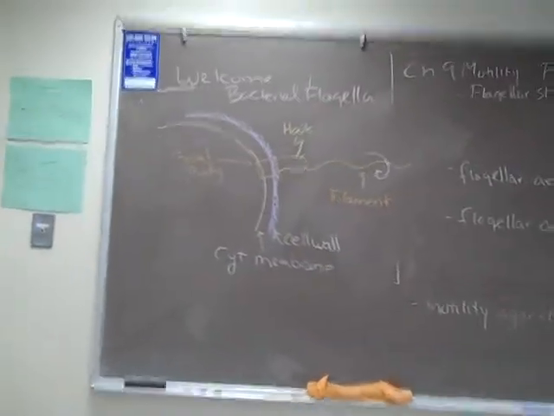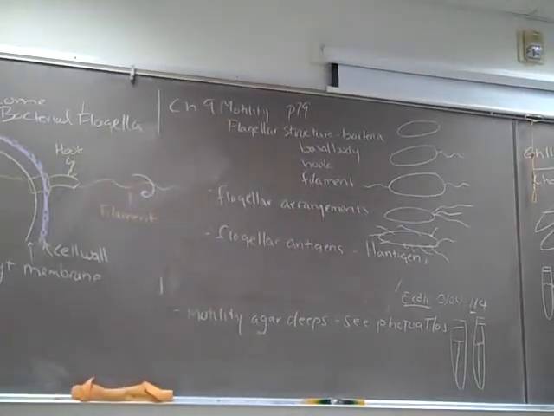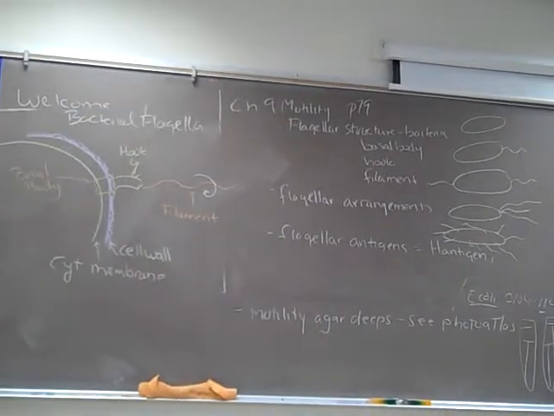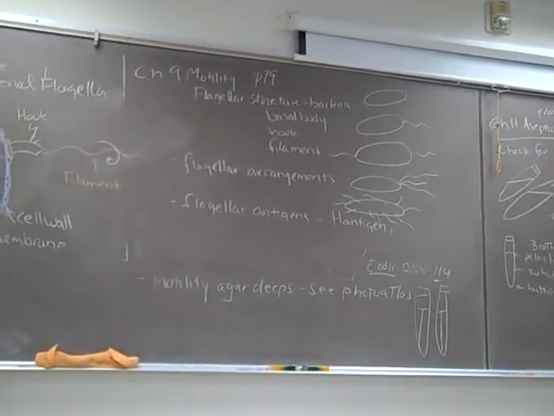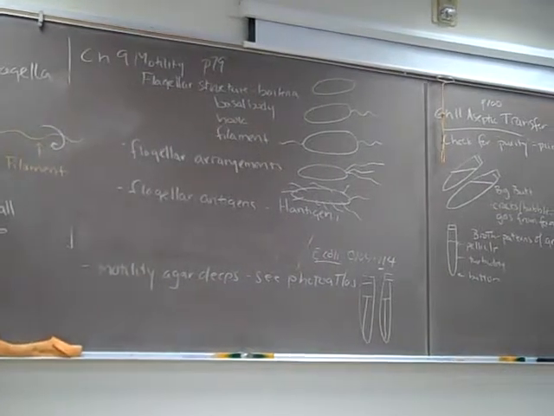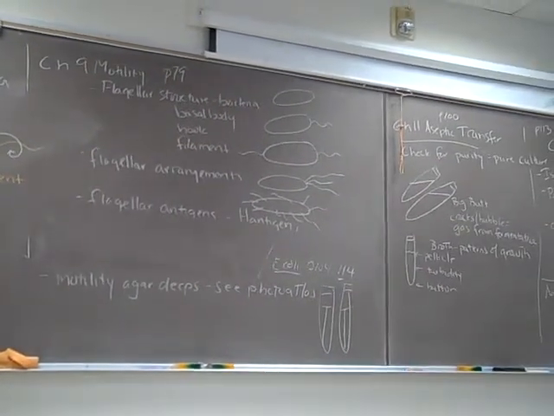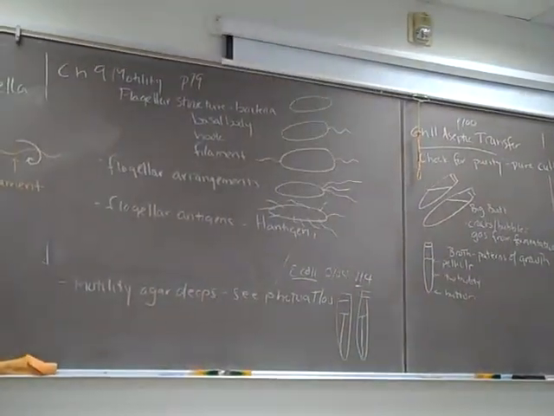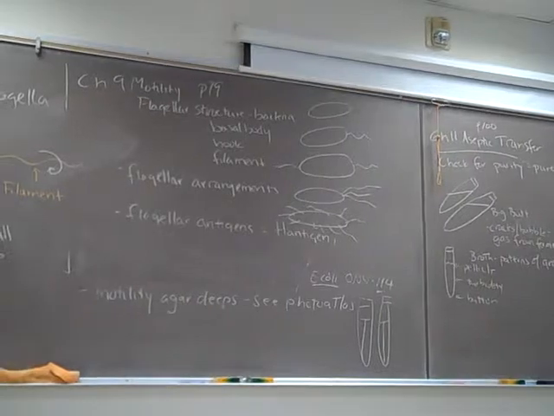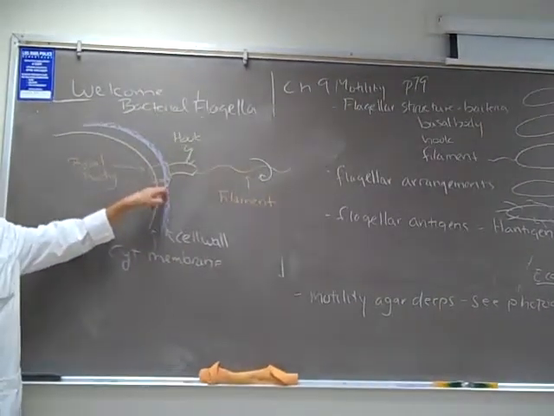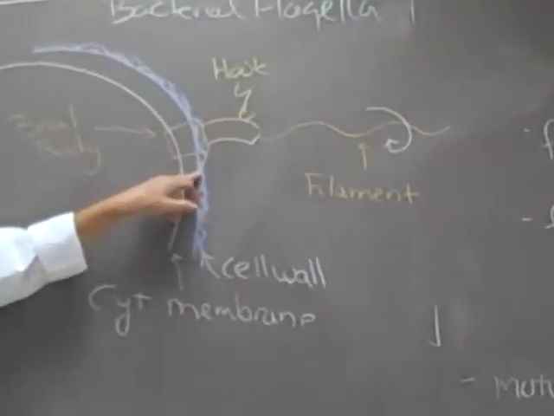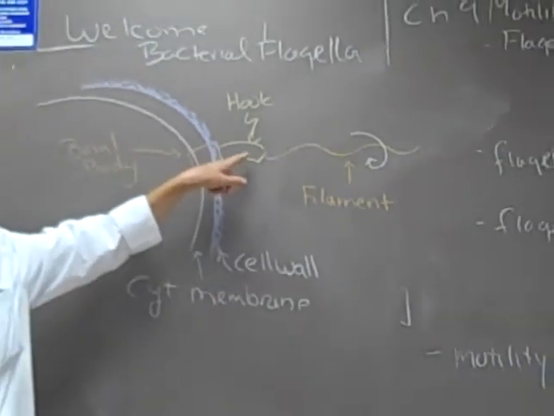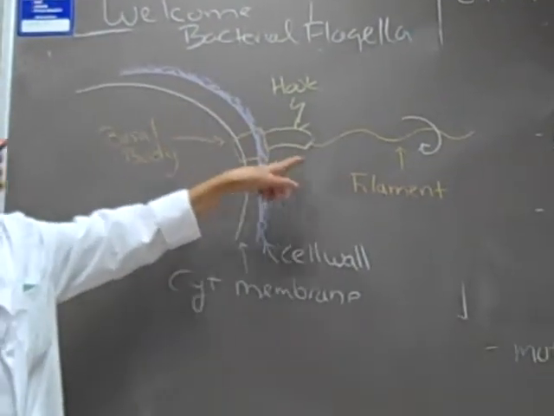Good information in the introduction, so I just want to hit some of the highlights of that introduction. First of all, our focus is going to be on bacterial flagella. Bacterial flagella consist of three main parts, all of which are made out of proteins. The three main parts are the basal body, the hook, and the filament. The basal body is the portion anchored in the cytoplasmic membrane and the cell wall. The hook extends from the basal body and connects the basal body with the filament.